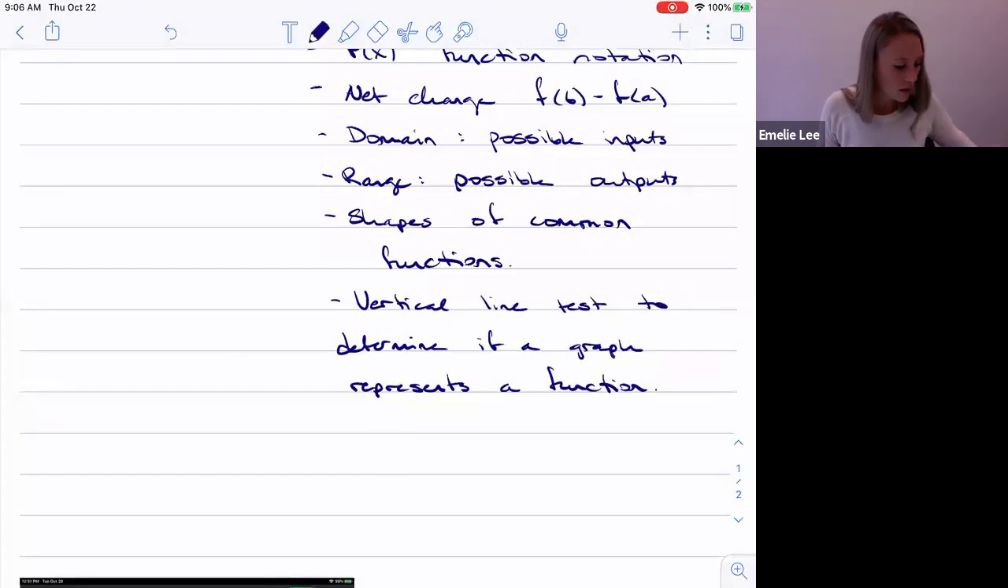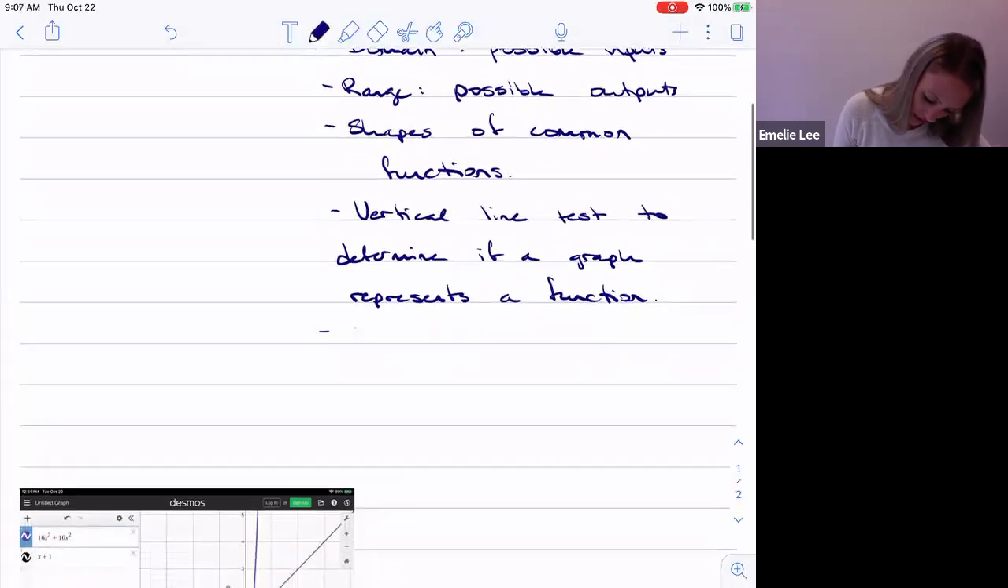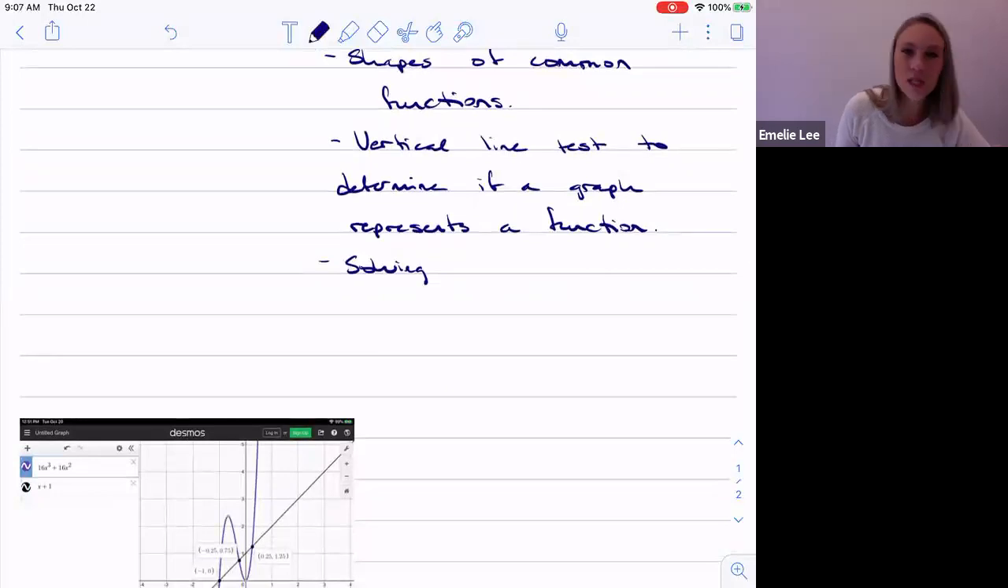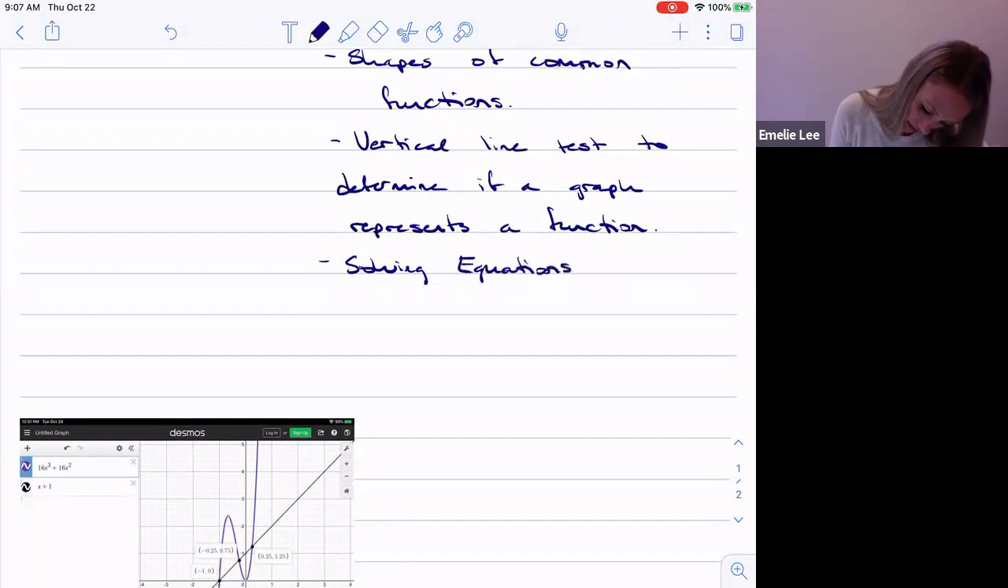And then we talked about solving equations and inequalities graphically.